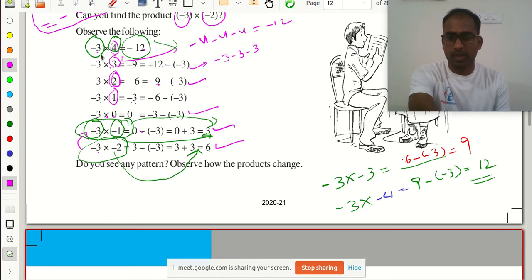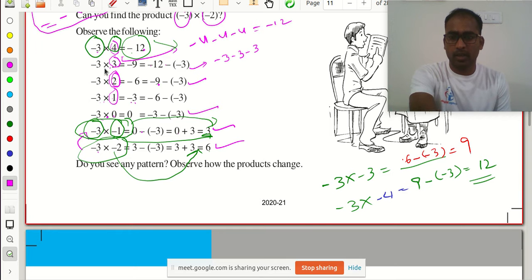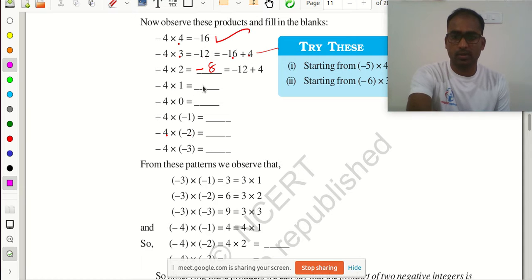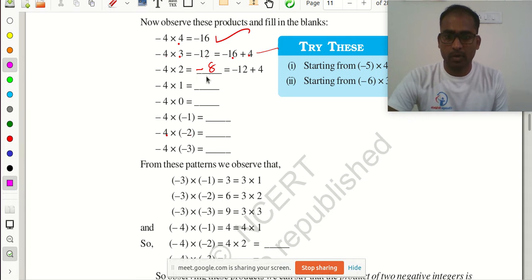See here, minus 3 into 4 is minus 12. Again minus 3 into 3, we reduced the 3. So minus 12, minus this reduced 1 three, minus 3. So minus 3 we kept here. This is the way. See here, for here what happened? Minus 4 into 2 is minus 8, which is equal to minus 12 plus 4. Now this is clear. Next what will be the answer? Minus 4.